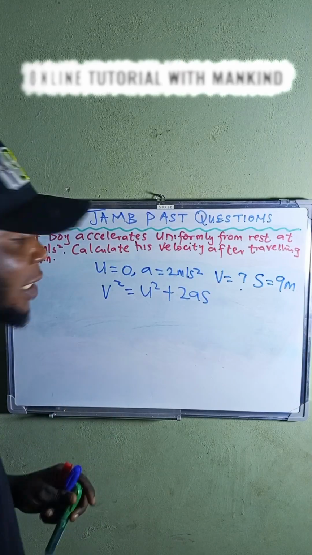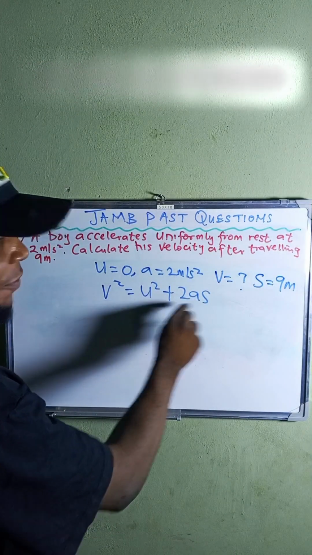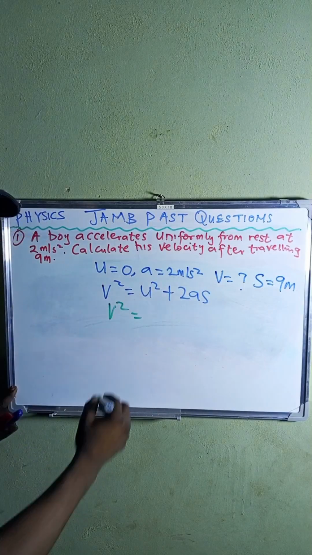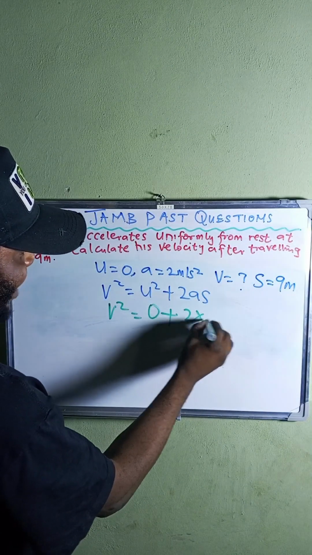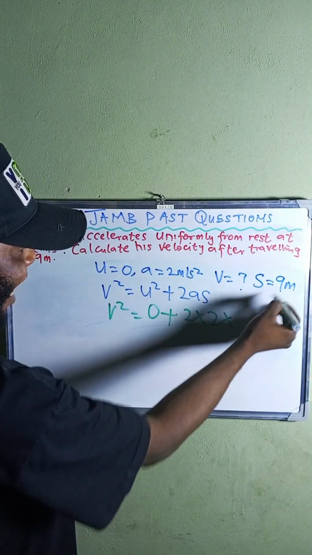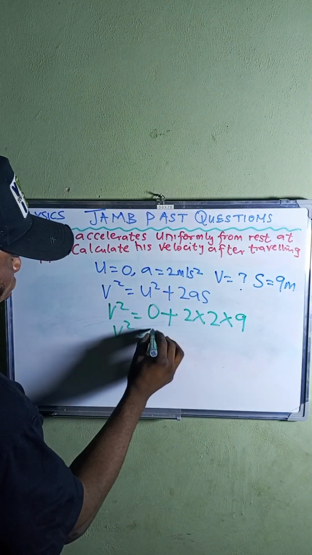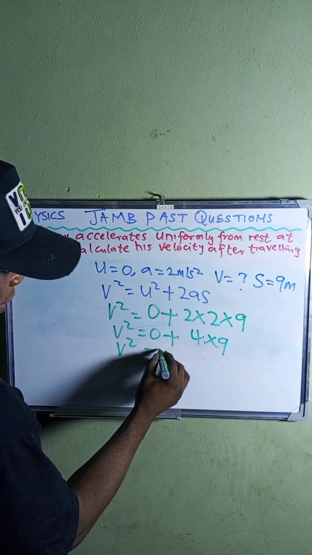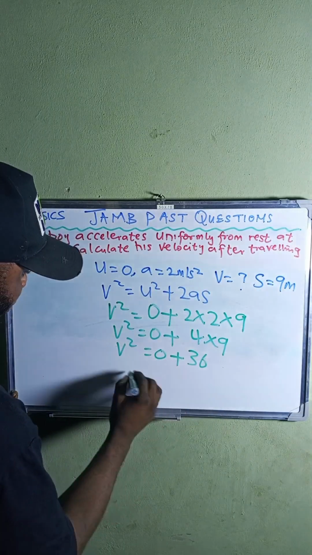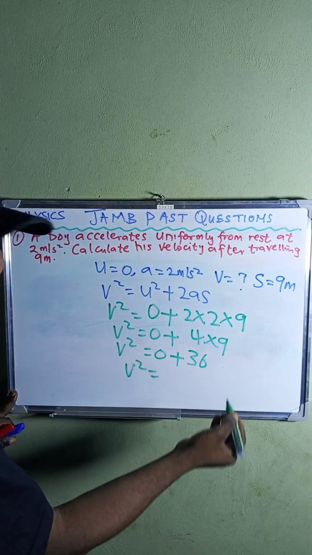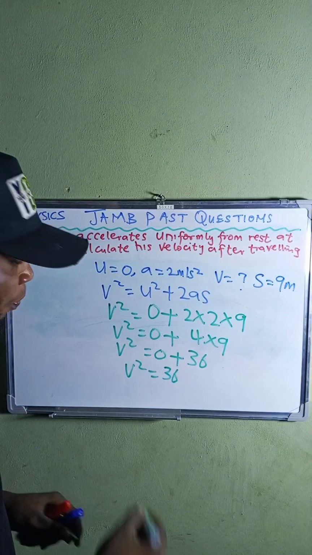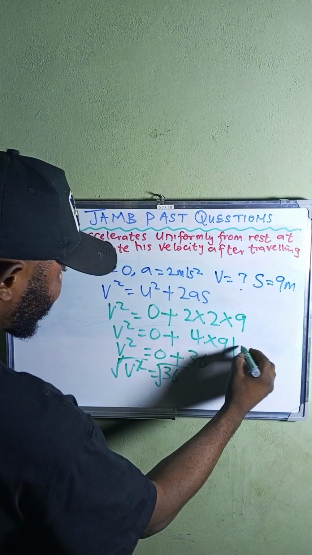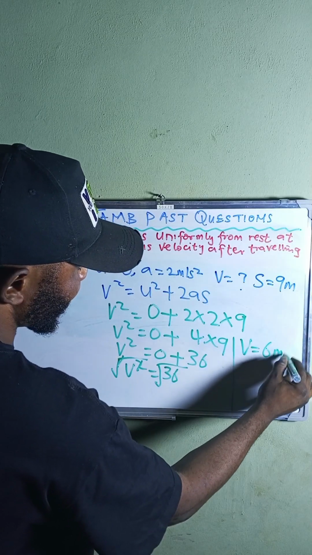So the next thing I want to do is substitute these values as I have it in this equation. So I have my v to be unknown, then u, which is the initial velocity, is 0, plus 2 times 2, which is for acceleration, times 9, which is for distance. So I have v squared equals 0 plus 2 times 2 is 4 times 9. So v squared equals 0 plus 4 times 9 is 36. So v squared equals 0 plus 36 will give us 36. So what do we do? We square root both sides. The square root of 36 is 6. So v equals 6 meters per second.